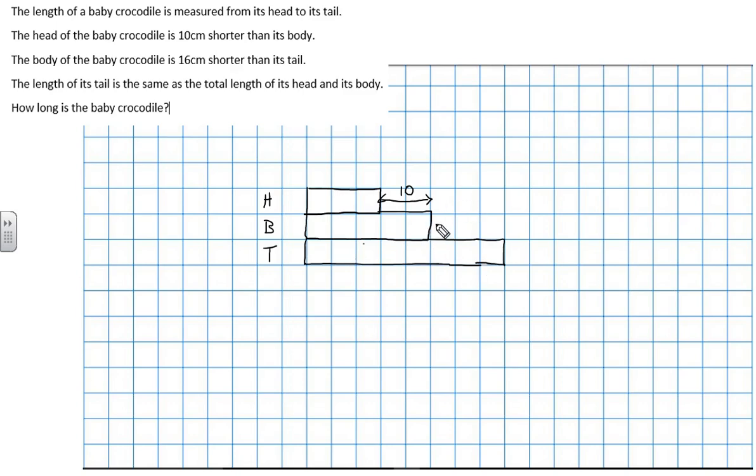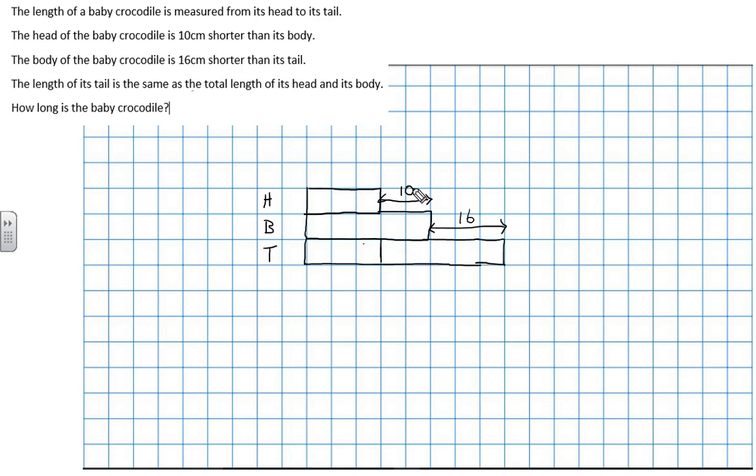Okay, right. So what do I know? I know the difference between the body and the tail is 16 centimetres. So that's 16. Okay, so yeah, this is an important bit here. The length of its tail is the same as the total length of its head and its body. Okay, so if you imagine, that would be the head bit, and that would be the tail bit. Yeah, does that seem clear?